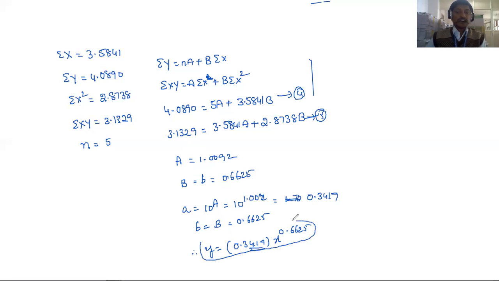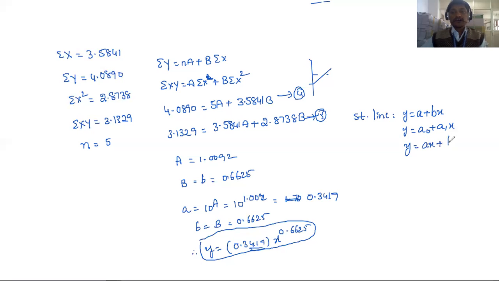Suppose they may ask to find some value of x, they can ask this. So this is a very important one, fitting of a particular curve. Till now what we learned is the straight line, that is y is equal to a plus bx, and this is not fixed. In place of this they can give anything, y is equal to a naught plus a1x, or y is equal to ax plus b. Like this also they mention.